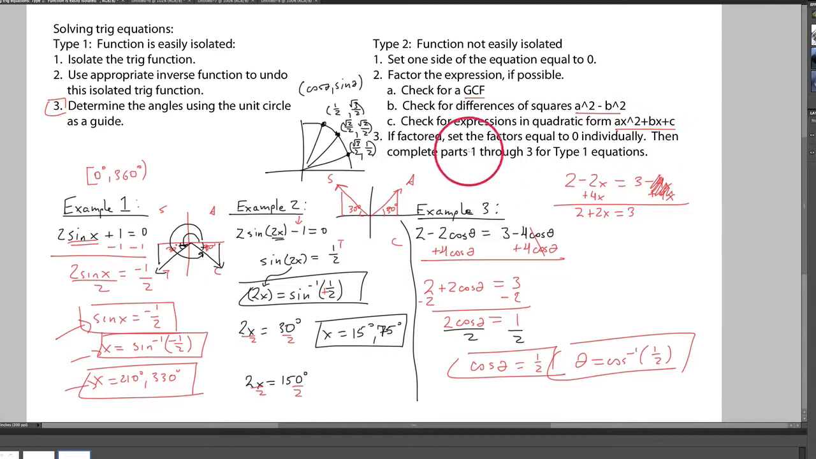And you'll notice that I wrote here, then complete parts 1 through 3 for type 1 equations. So basically, once we get our factors set equal to 0, we're going to go through this whole process of just isolating it, using an appropriate inverse function, and then determining the angles from the unit circle.